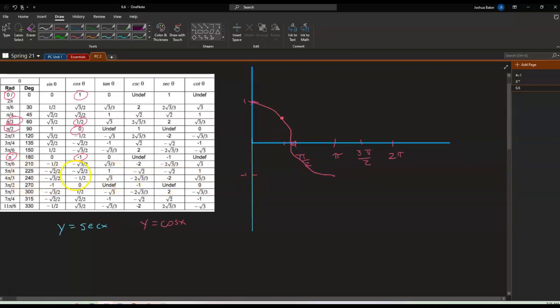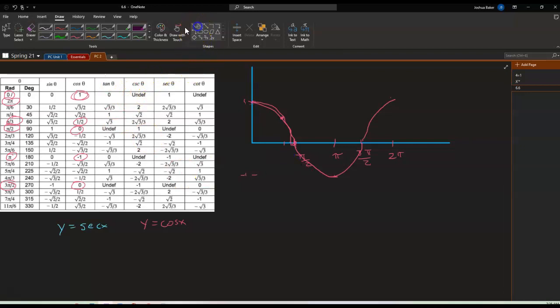And you guys know that I'm not perfect on my drawings, so just bear with me here. 3 pi over 2, 0 is here. And then 2 pi, 1 is here. So this is kind of the general form of a cosine graph. This is kind of what the base model looks like. Oh, there we go. Sweet, I didn't erase too much, which is what I wanted.